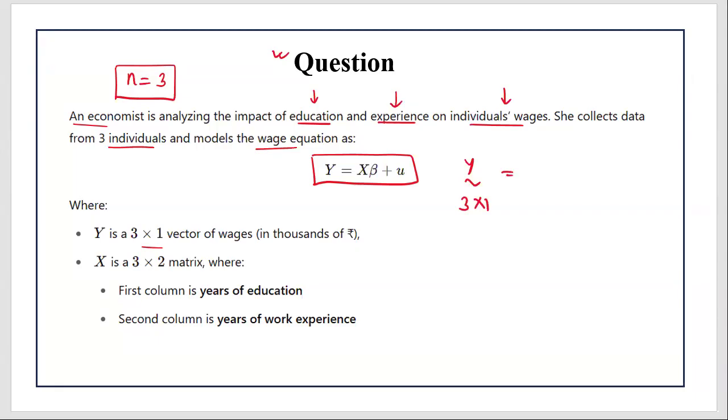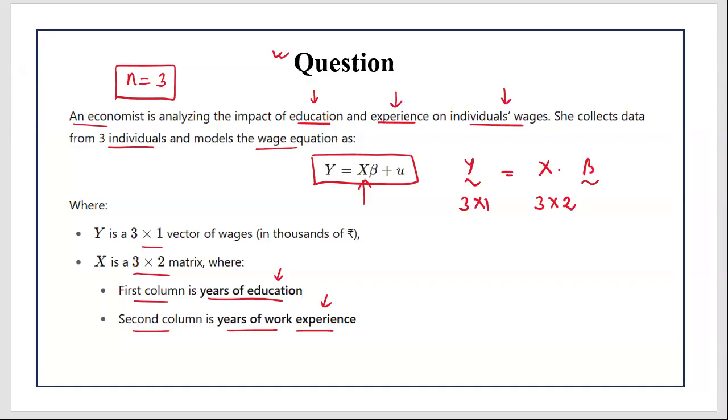Now X here is representing the design matrix of order 3 cross 2. The first column of this design matrix represents the years of education, and the second column will express the years of work experience. So X is the design matrix which has a dimension of 3 cross 2. So basically 3 rows are there and 2 columns are there. In the first column you have the years of education, and in the second column you have the years of work experience, times beta.